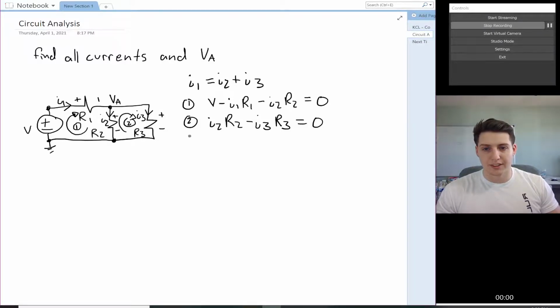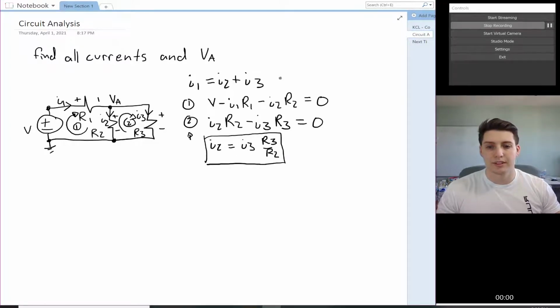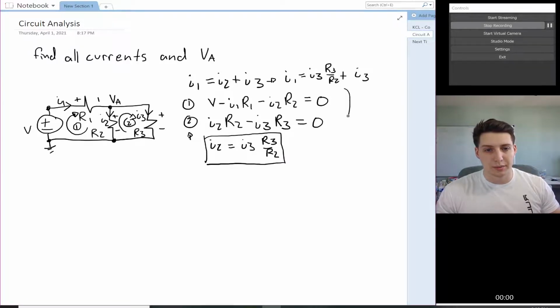So the first one we can look at is the second one. We can say I2 equals I3 times R3 over R2. So that will be our first equation that we use substitution on. Then we can plug that in here to say I1 equals I3 R3 over R2 plus I3. Or we can bring this one down and say I1 equals I3 times R3 over R2 plus 1.